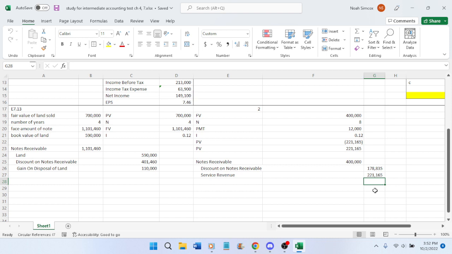I now have a TVM solver. Number is 8. Interest. Now this is a weird thing here. Do I put 0.12? No, because it has a percentage symbol, so you automatically assume everything. I hate myself. We don't know. Solve for present value.